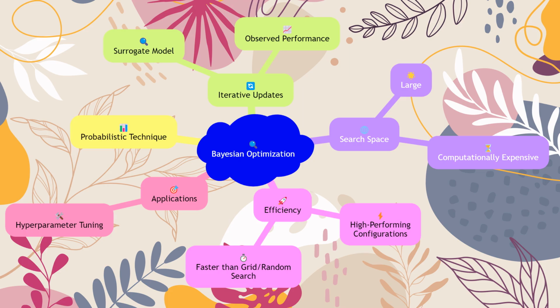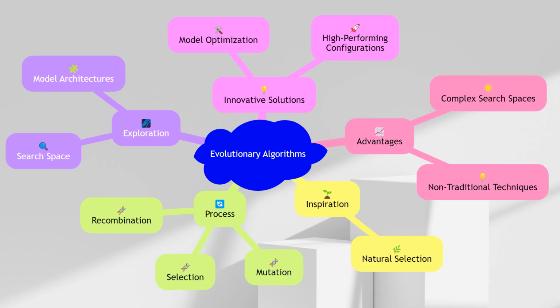for hyperparameter tuning. Evolutionary algorithms are inspired by the process of natural selection and involve evolving a population of models over time. By iteratively selecting, mutating, and recombining models, evolutionary algorithms can explore the search space and identify high-performing configurations. This technique is particularly useful for exploring complex search spaces, such as those involving model architectures. Evolutionary algorithms can often find innovative solutions that may not be discovered through more traditional search techniques, making them a powerful tool for model optimization.